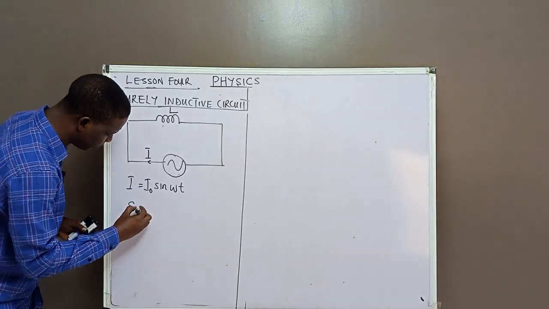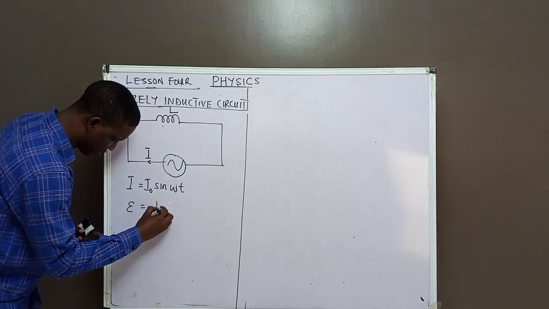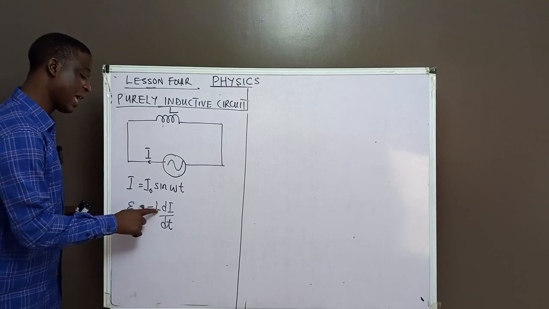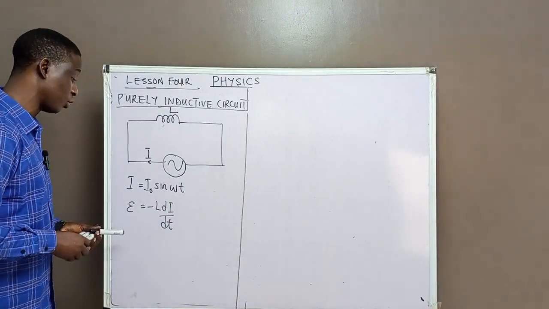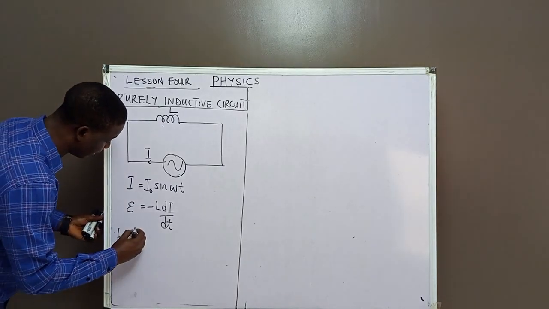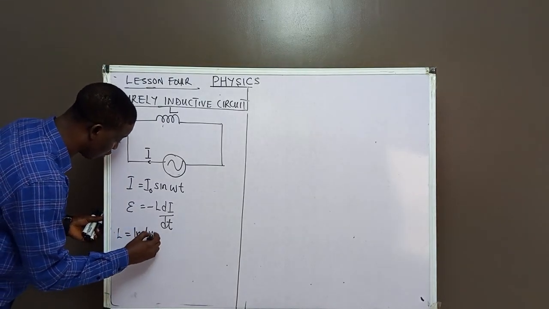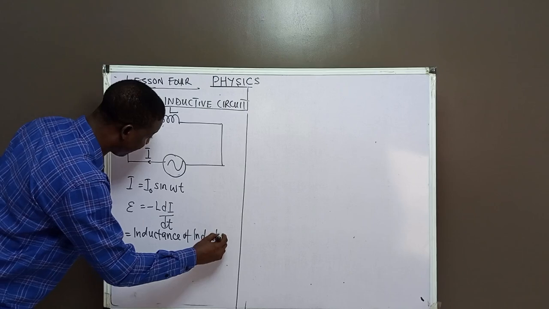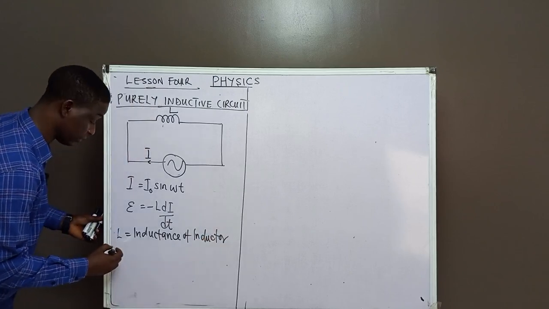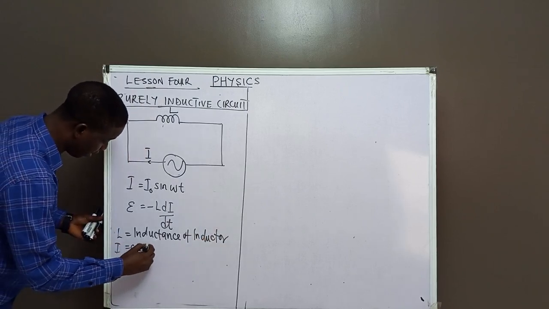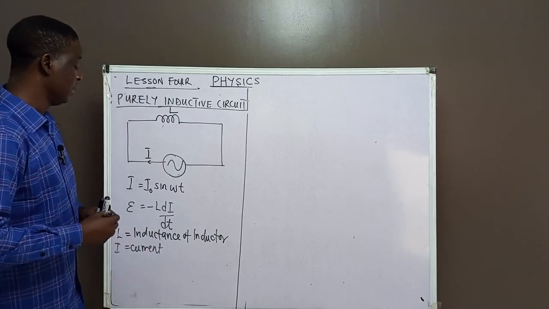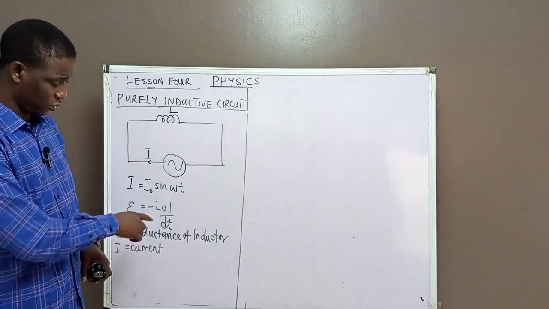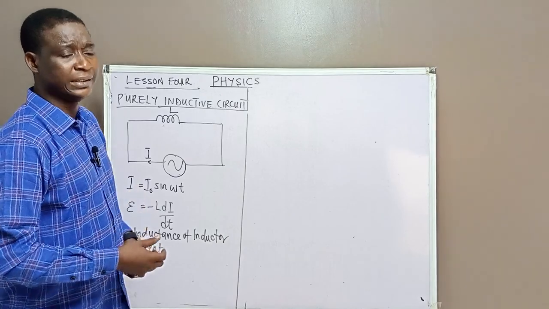According to Faraday's law, it is defined as minus L dI over dt, where L is the inductance of the inductor, I is the current, and t is time. Now, why does it carry a minus sign?